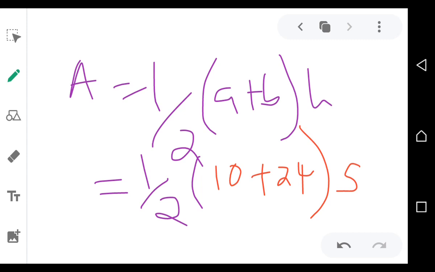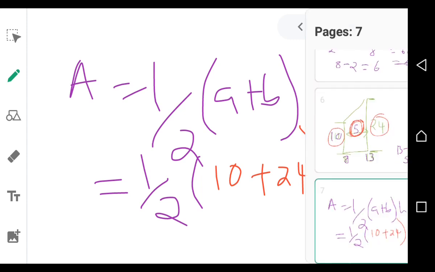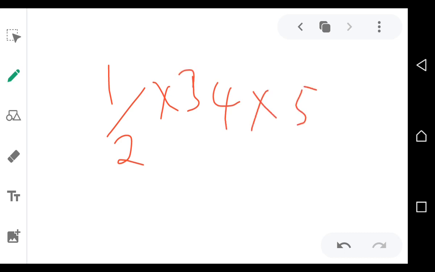And then you simplify this. It will be 10 plus 24. 10 plus 24 is 34. So it will be half times 34 times 5. And then you do your calculations. You know how to solve this. You find the answer, just like that.